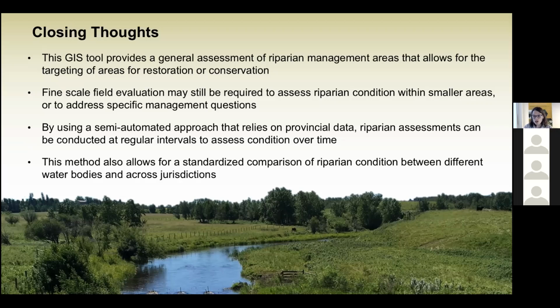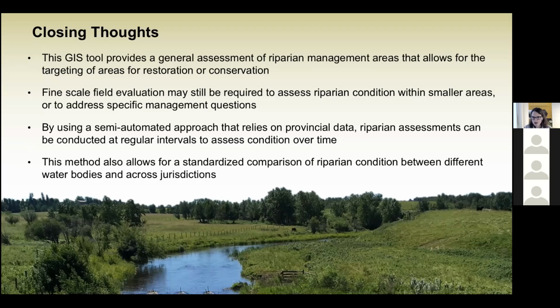And it should be noted that this method certainly does not replace more detailed site assessments. And in fact, the data that this method creates can be used to help us target areas where we want to go onto the ground and collect more detailed field-based information that can then be used to inform site-specific management questions or site-specific management plans.